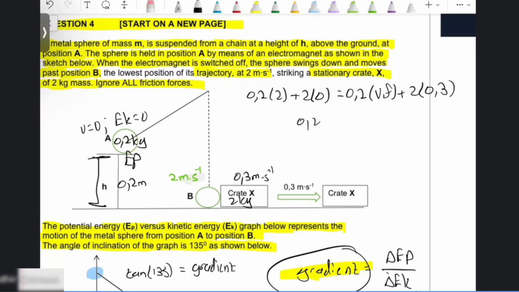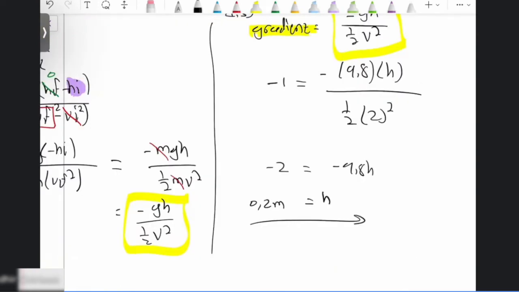We have that as 0.4. We have that as 0.2 Vf. We have that as 0.6, and we're calculating the final velocity there. Okay, so yep, guys, actually pretty simple for us to do. Oh my god, I did.